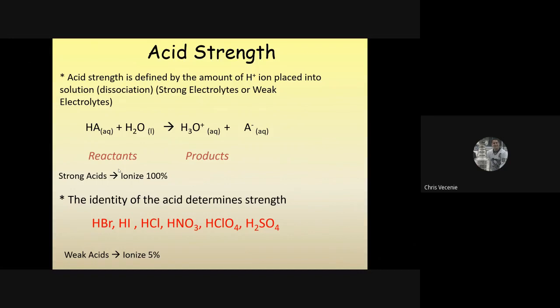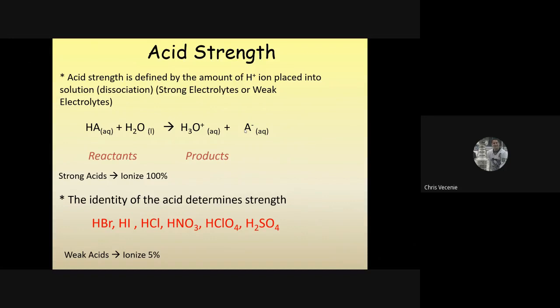So by definition, acid strength is defined by the amount of hydronium ions it places into solution. We've done that equation. You've got your reactants, you've created your products. If I am a strong acid, we break down 100%. Every single acid molecule donates an H to water, and we have all ions at the end. 100% hydronium and A negative. So strong acids do this 100%.